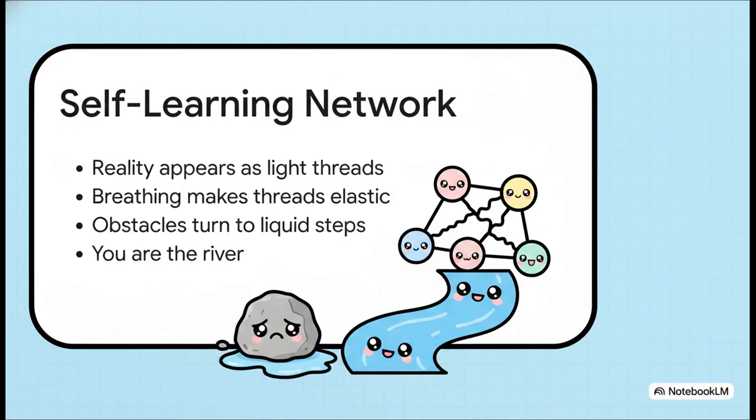Next is the visual component, the self-learning network. The text instructs you to visualize your current reality as a network of light threads. As you breathe, these threads get elastic, moving around to find the most efficient connections for your goals. The imagery is really vivid here. Obstacles, seen as rocks, literally turn to liquid and become steps. You aren't fighting the river, you are the river.